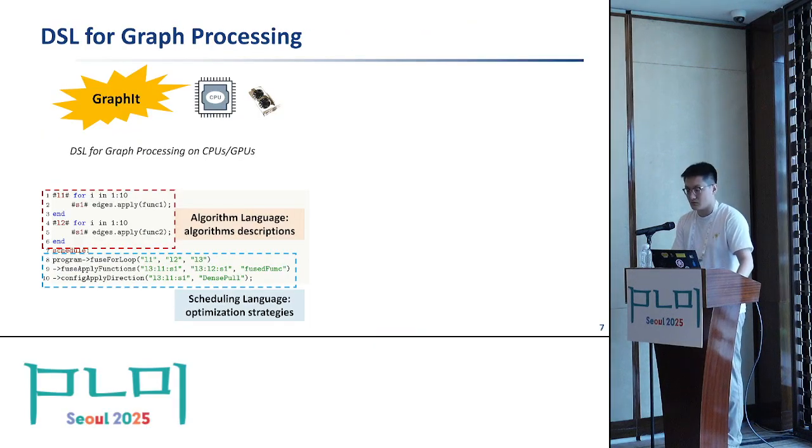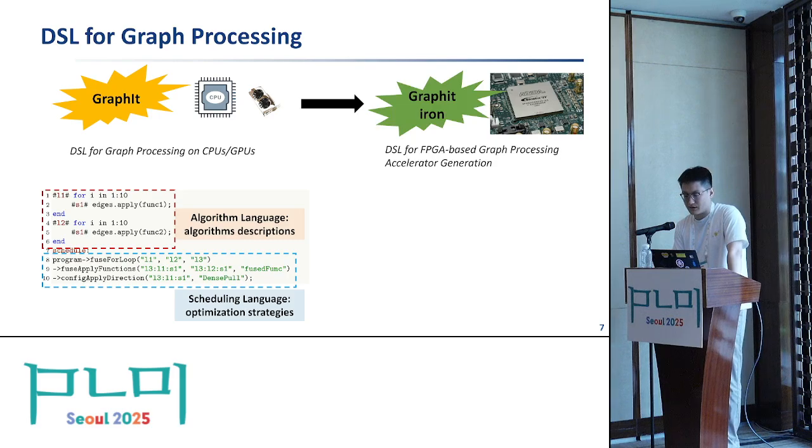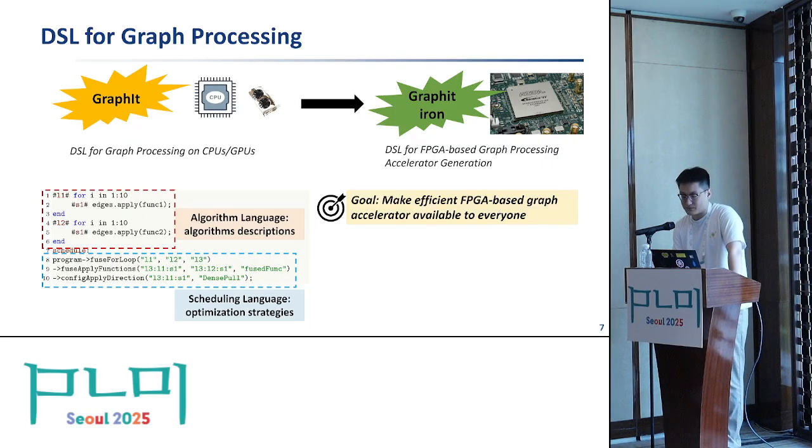In the CPU or GPU domains, GraphIt is a well-known DSL for parallel graph processing, which decouples graph algorithm descriptions from their optimization strategies with an easy-to-use algorithm and scheduling language. The algorithm language makes it flexible to describe the algorithm, and the scheduling language expands the optimization space by manually indicating the optimization strategy. Inspired by it, we seek to bring this idea to the FPGA domain, enabling flexible algorithm expression while ensuring efficient hardware generation, and finally make efficient FPGA-based graph accelerators available to everyone.